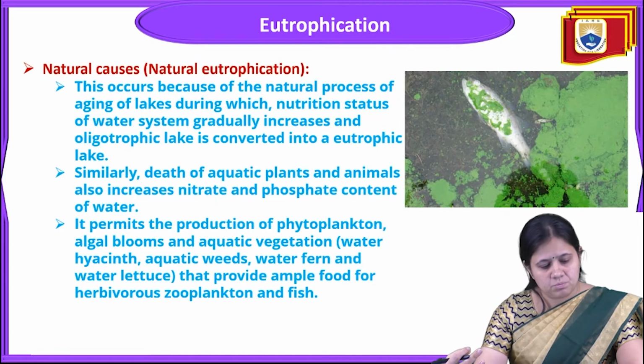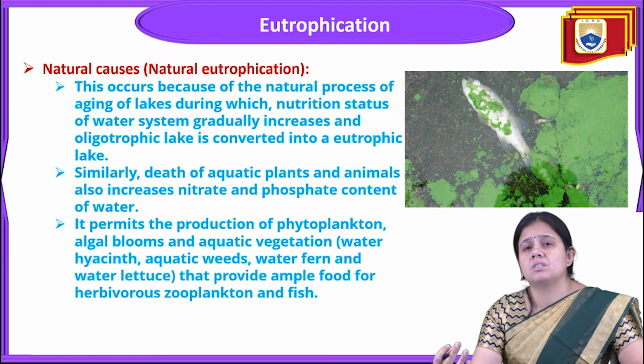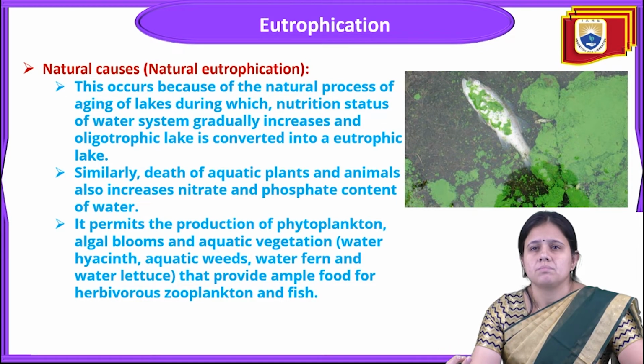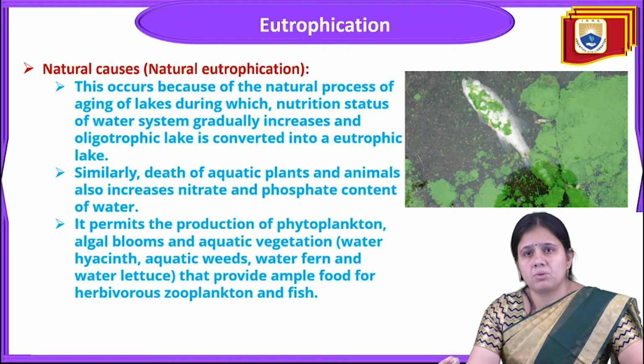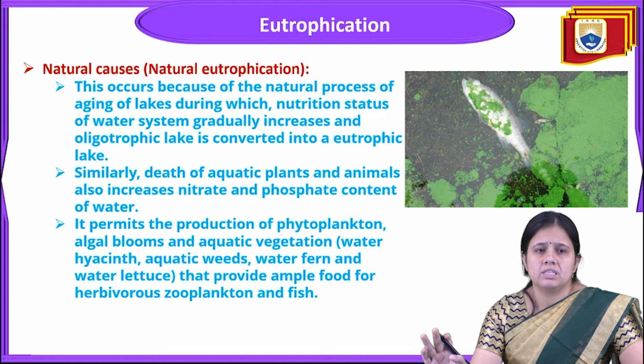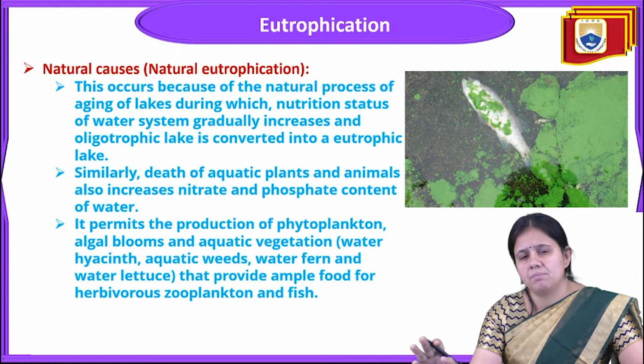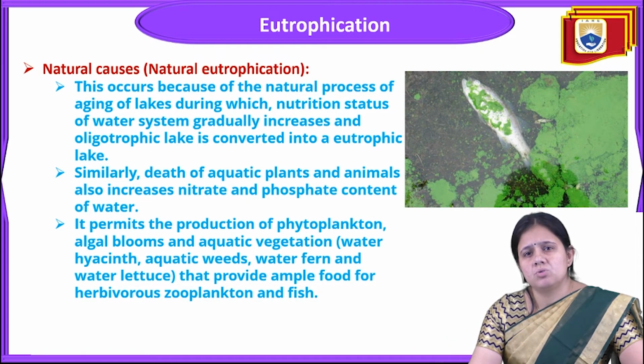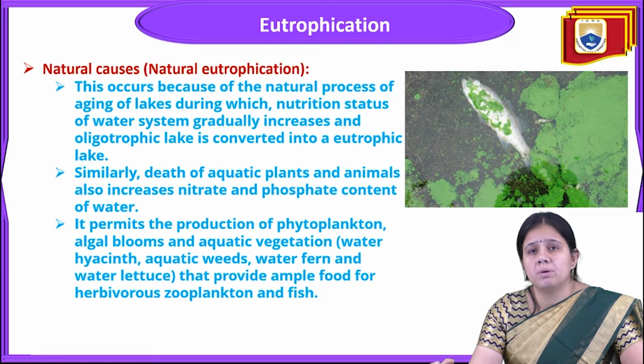Now we come to the next point, the causes of eutrophication. It sometimes occurs by natural processes also. Eutrophication is caused in two ways. The first is natural eutrophication, and the second is man-made, meaning eutrophication created by human activities.